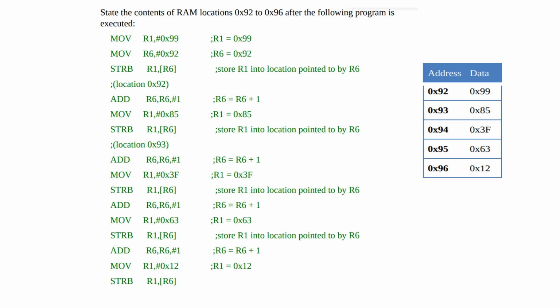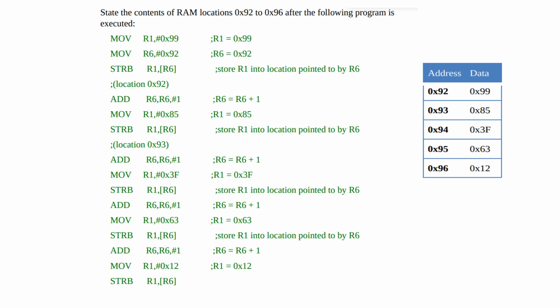Right. Again, ADD R6 equals R6 plus 1. R6 is incremented by 1, so now R6 becomes 94. MOV R1, #0x3F. So 3F will enter into R1. STRB R1, R6. So R1 will enter into the location pointed to by R6. That is 3F will enter into 94.